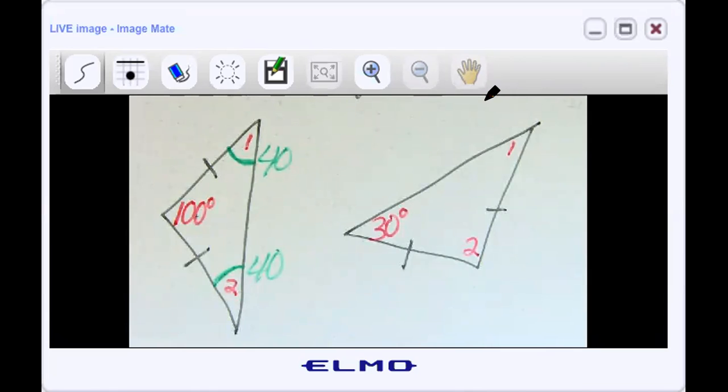Chase, you've got it. Haley, which angles are equal to each other? Never mind, I'm being stupid again.